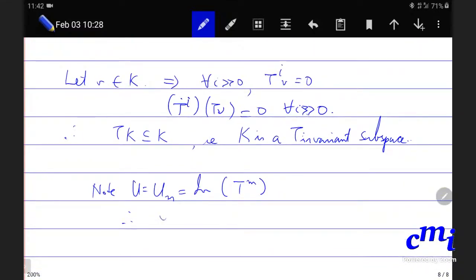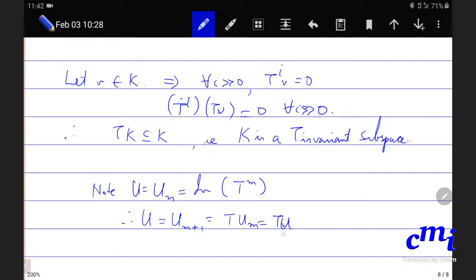Okay. Therefore, U_{m+1}, which is also equal to U. U is a stable value, and from m onwards, it all has the same value. This is equal to T of U_m. And that's what we wanted to prove.